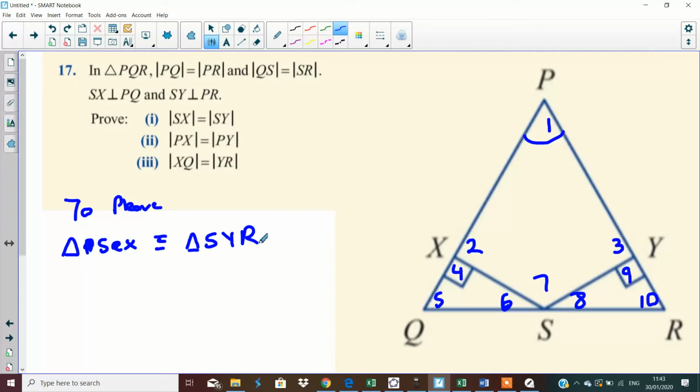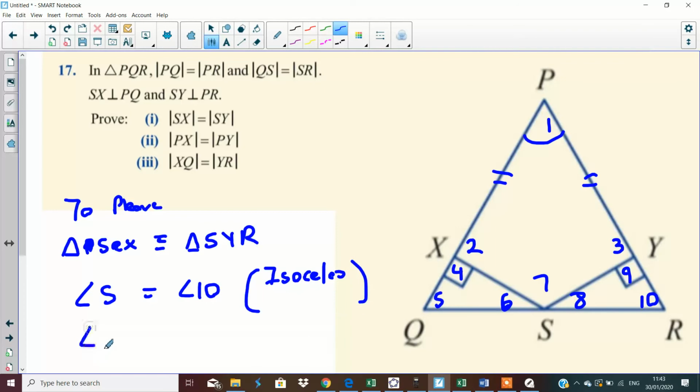Does it tell us anything is the same length? All right. These are the same length as each other, aren't they? P to Q is the same length as P to R, which means what? Angle 5 must equal angle 10. Isosceles. Not to say it isn't equilateral, but it's definitely isosceles. Okay. I can then say angle 4 equals angle 9. About 90, aren't they?